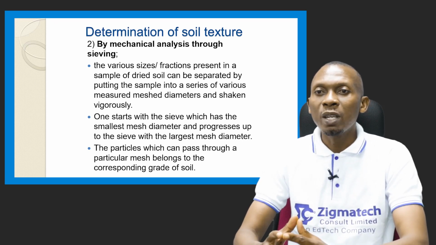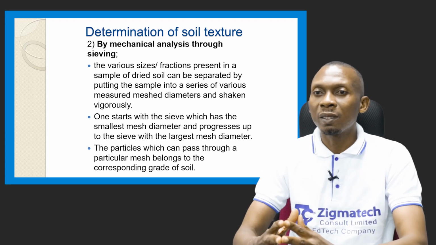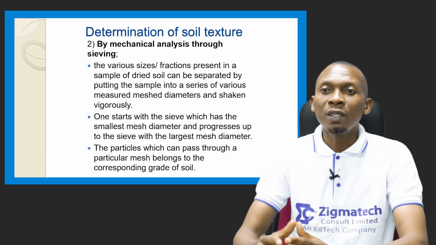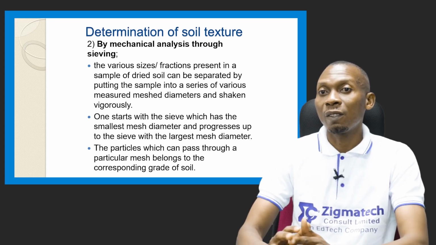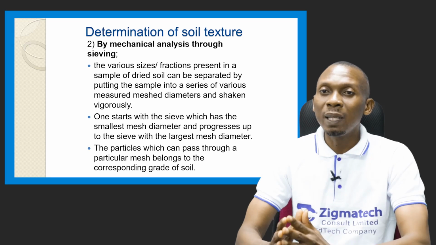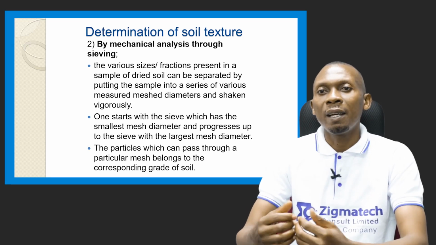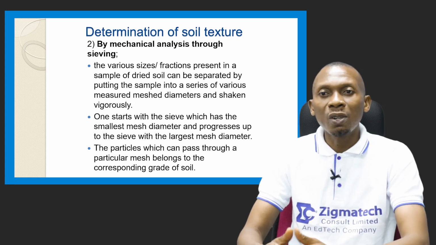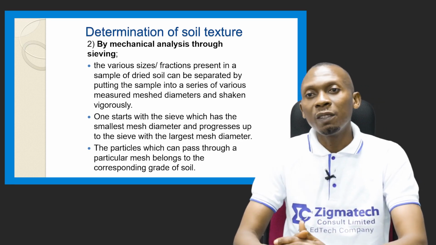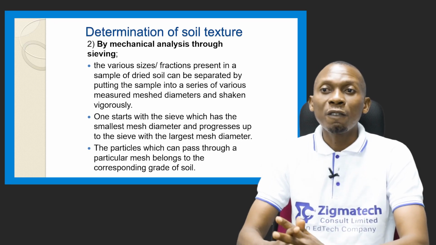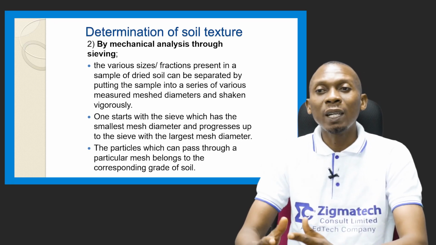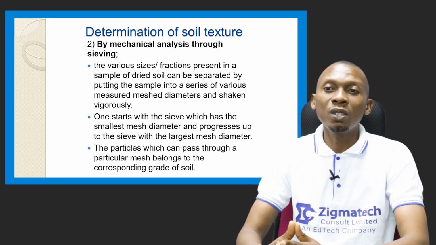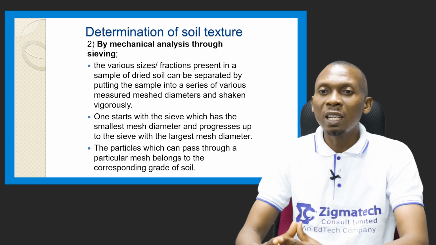Another way of determining soil texture is by mechanical analysis through sieving. When you make use of sieves with various mesh sizes, you are able to separate the various sizes of a soil sample, which will help you place it as either fine sand, gravel, silt, clay soil, or sandy soil. Now, how do you achieve this? The various sizes of fractions present in a sample of dried soil can be separated by putting the sample into a series of measured mesh diameters and shaking vigorously.